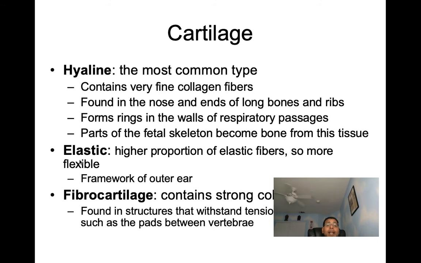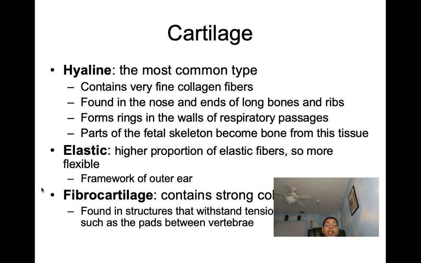Second, then we have elastic cartilage. Elastic cartilage has a high proportion of elastic fibers, so you can see it's more flexible. And it's going to help form the framework of the outer ear and our epiglottis.